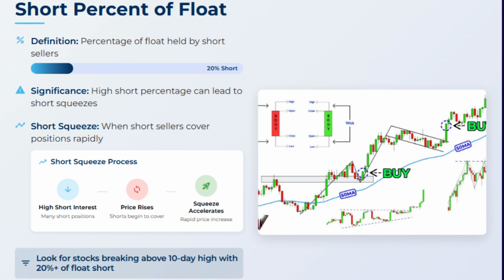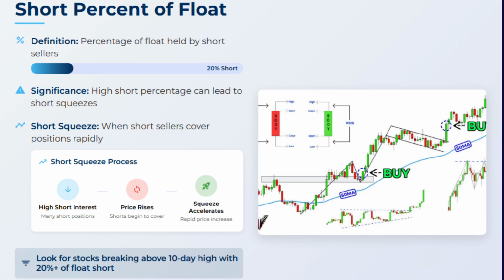Short percent of float. We just discussed how the float is the number of shares available for trading. The short percent of float measures how many of those shares are held by short sellers. Stocks with a high percentage of short sellers can be prone to a short squeeze. This occurs when a bunch of short sellers all cover their positions in a close time period, often driving the price higher rapidly. Similar to the float metric, the short percentage of float should be used alongside other indicators.